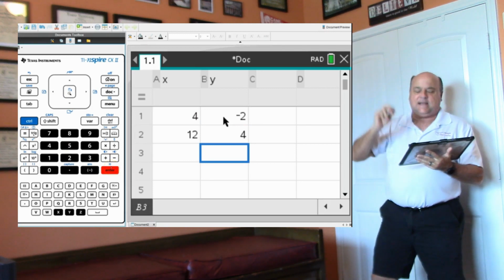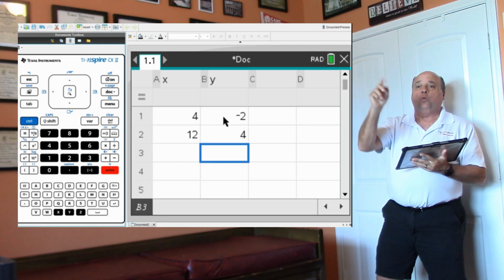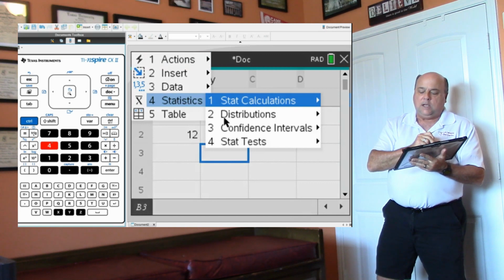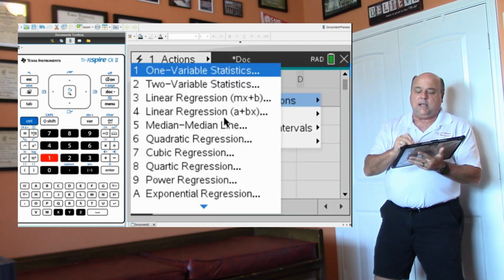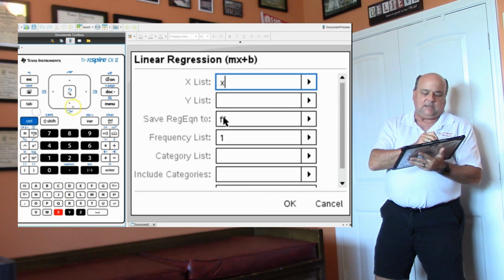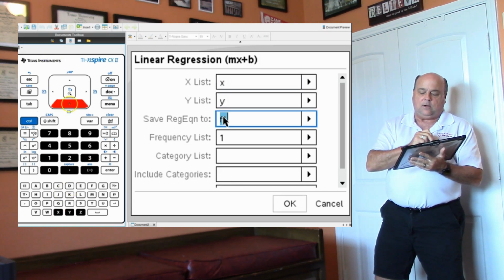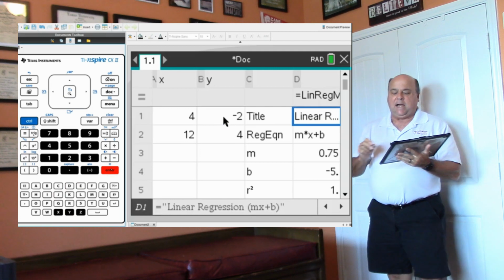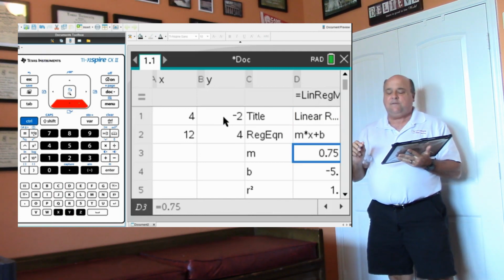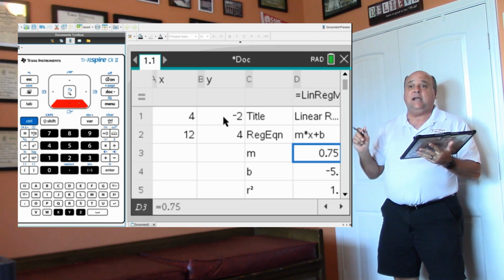Now I'm going to put that into the spreadsheet and run a linear regression. Menu, statistics is 4, stat calculations is 1, and then linear regression is mx plus b. Then x down, y down, enter, and bam, I got it. The important thing is that the slope is 0.75 and the y-intercept is -5.